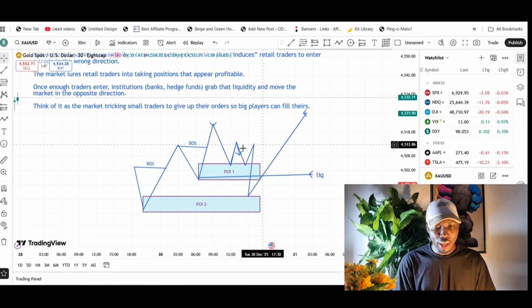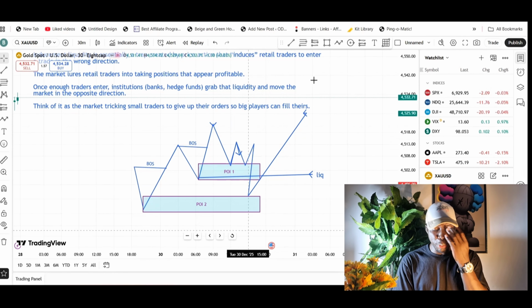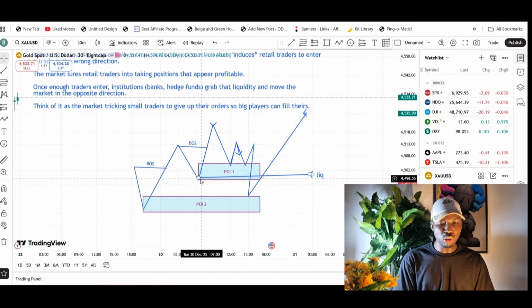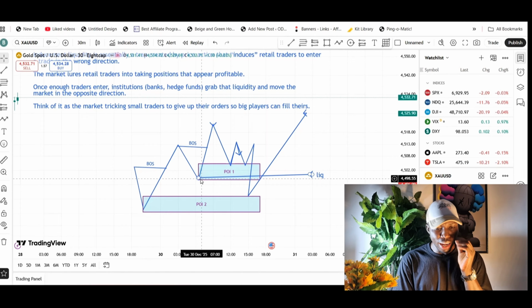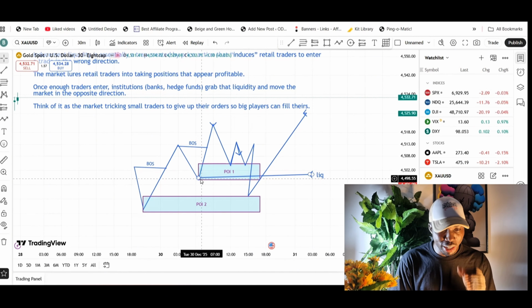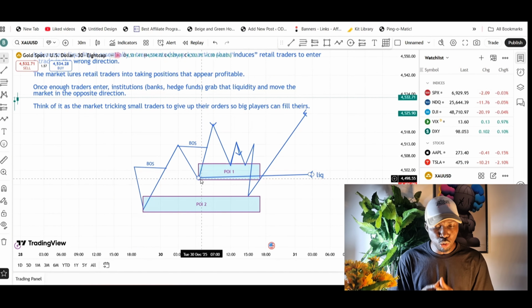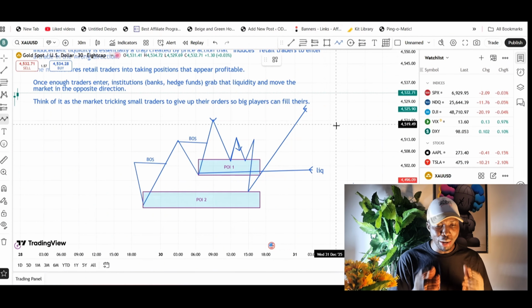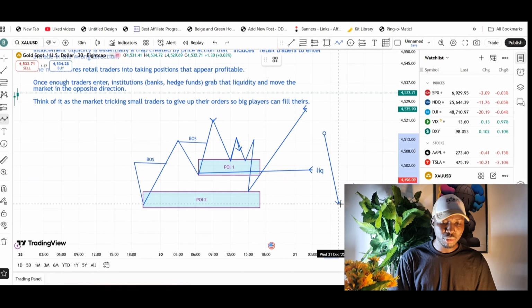So why is it that most times people enter a trade and the trade just goes like this, then comes down and goes like this? Because this was a liquidity. This was not just an ordinary point of interest. This was a liquidity. The market was waiting for you to just put up your stop loss there, and then the market takes advantage of you.